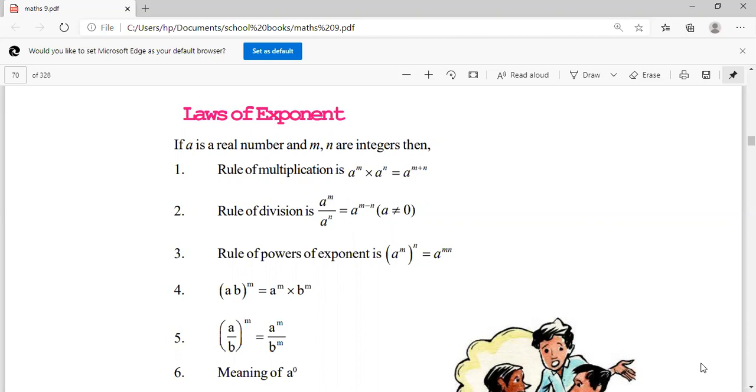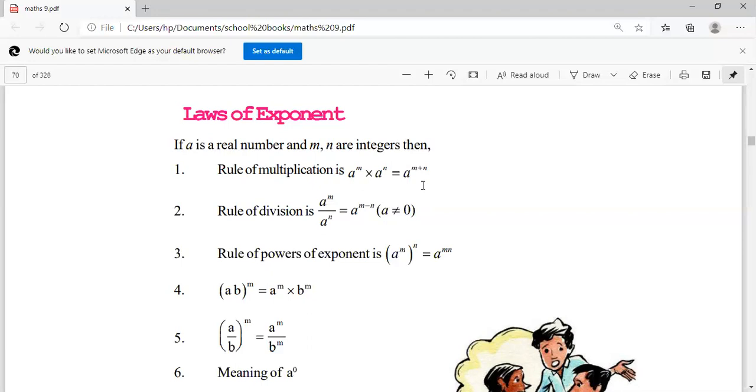So first of all we will go to the first rule, the rule of multiplication, that is if the base is the same. See here the base is the same. Here a to the power m is written, and here also a to the power n is written. So the base is the same, but the powers are different. The formula will be a to the power m into a to the power n is equal to a to the power m plus n. The powers will be added.